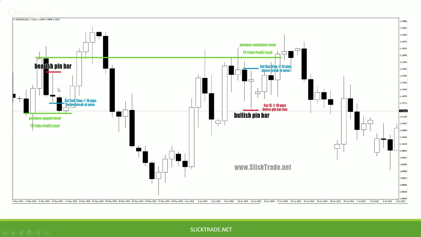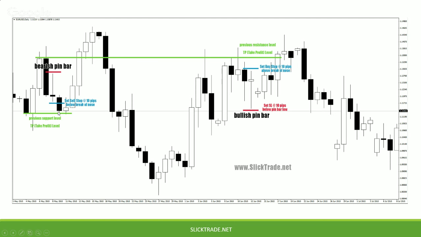You're going to set a stop loss at 10 pips above the high of that candle. So right here is where you'd set your stop loss. And here is the previous support level, also known as your take profit level. As you can see, price did reach this. So your order would have filled on this candle, and it would have reached your take profit.